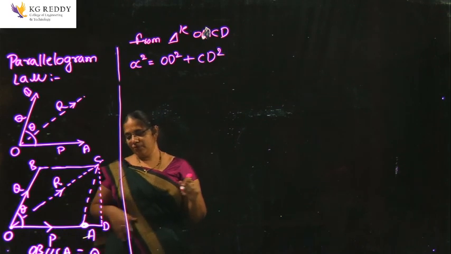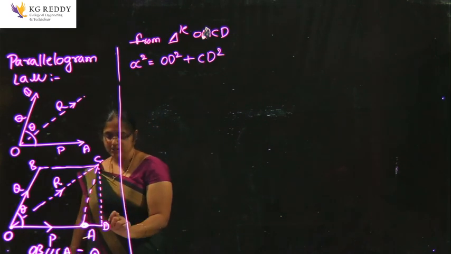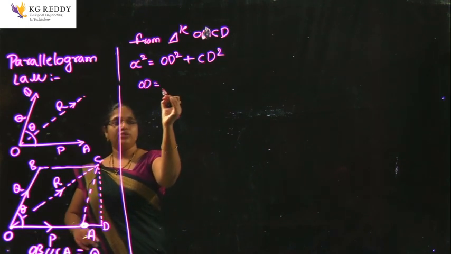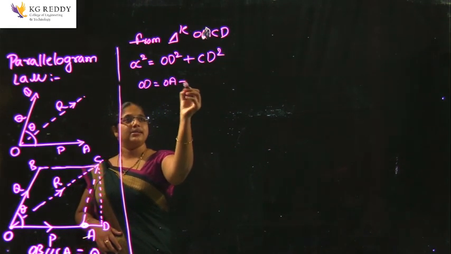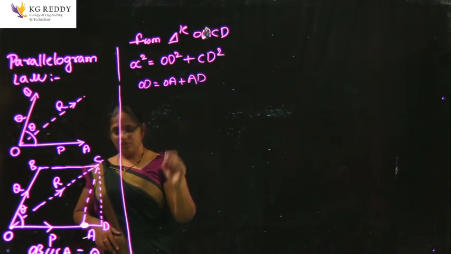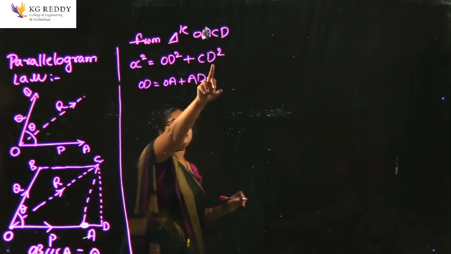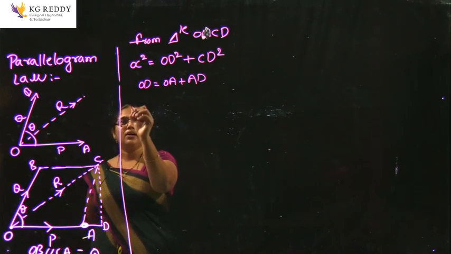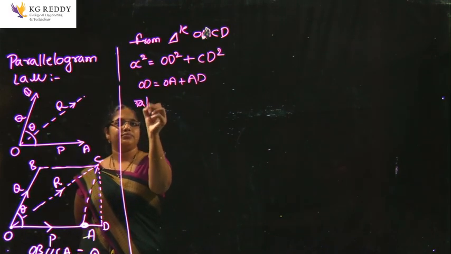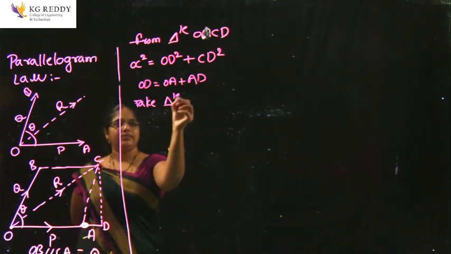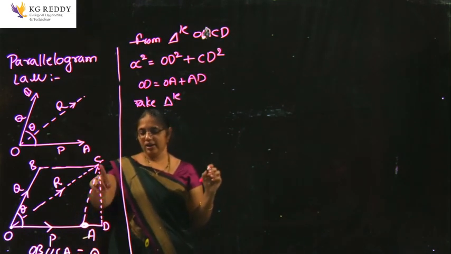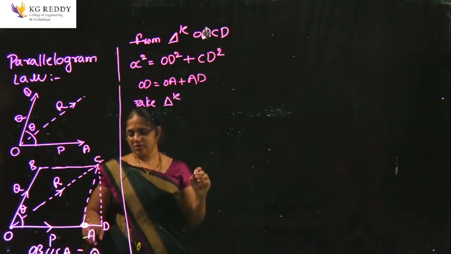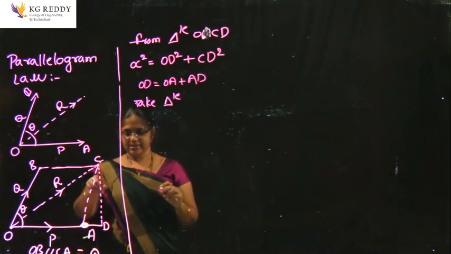Now, what is meant by OD? OD equals OA plus AD. I do not know the value of AD as well as CD, right. So, in order to represent the AD and CD values, take the triangle. From this triangle I want to represent the values of AD and CD. Here ADC, this is the triangle.